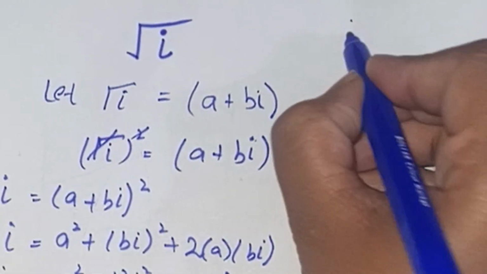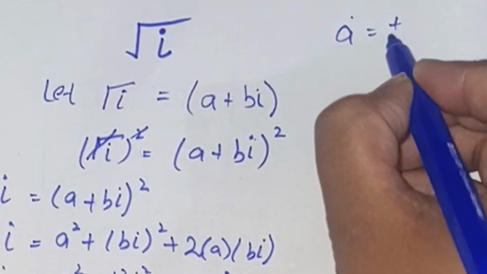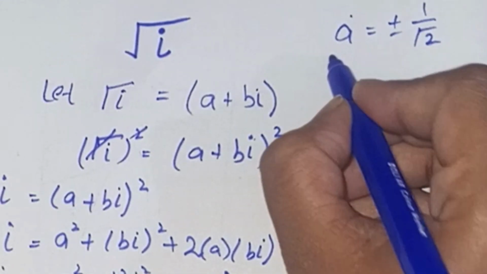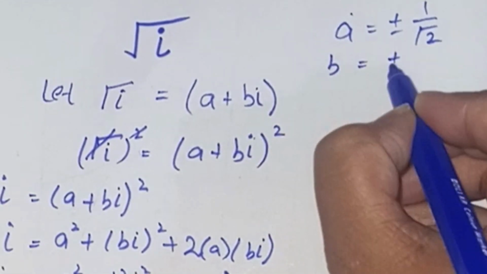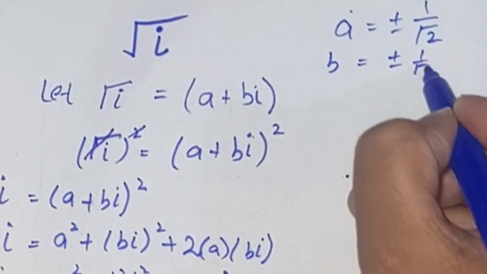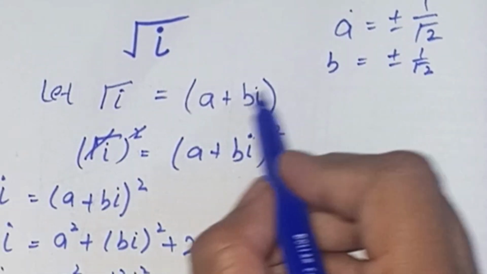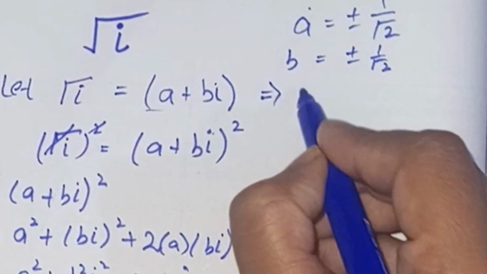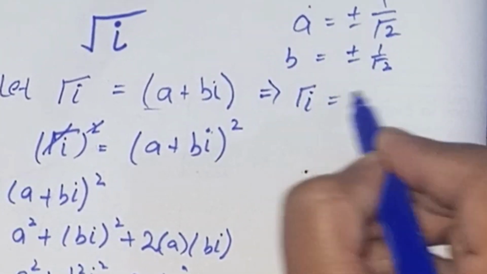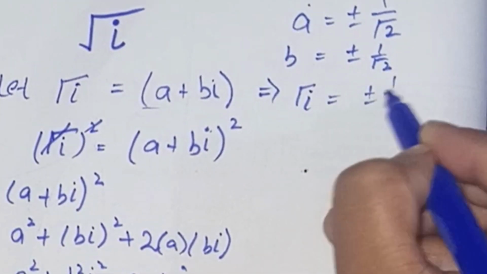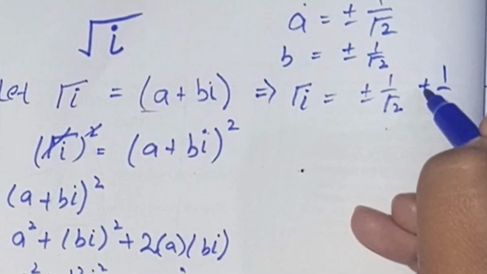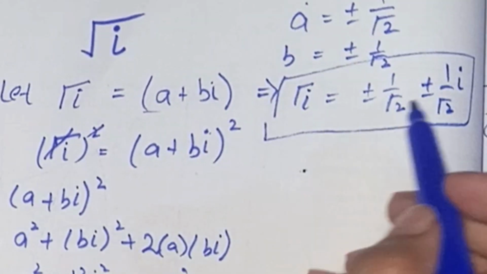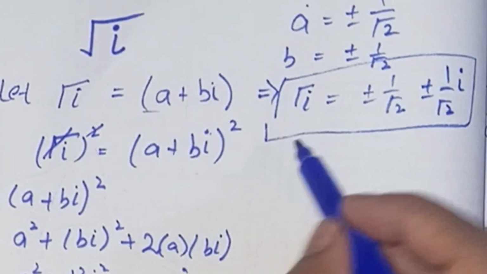In our question, a is equal to plus minus 1 over square root 2, and b is equal to plus minus 1 over square root 2. We put these values in this equation. So this implies square root of iota is equal to plus minus 1 over square root 2 plus minus 1 over root 2 iota. And this is the answer to our question, and we are done.